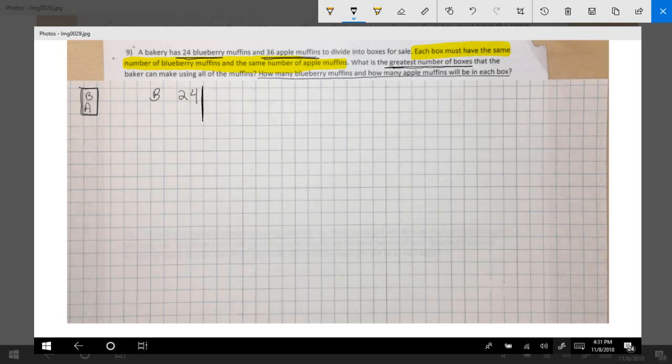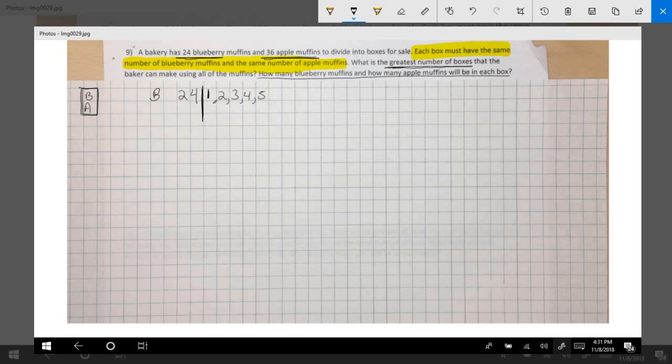I'm going to say, okay, blueberry, 24 muffins. I can make one box, right? If I make one box of blueberry muffins, there'll be 24. I could make two boxes, and I'm not going to write down everything I'm saying, but if I made two boxes, then I would have 12 in each box. I could do 3 boxes, because then I would have 8 muffins. I could do 4, because then I'd have 6 muffins in each box.